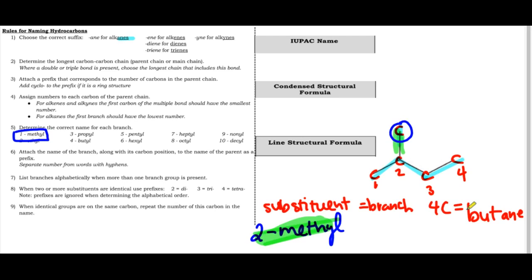as well as the main chain, we combine them into 1 name. The final answer is 2-methylbutane, all 1 word, because it is a single name. We put our substituents at the beginning, and our last part, or our suffix, will always be part of that parent chain. 2-methylbutane. To draw the structural formula, we just have to follow the main chain first.